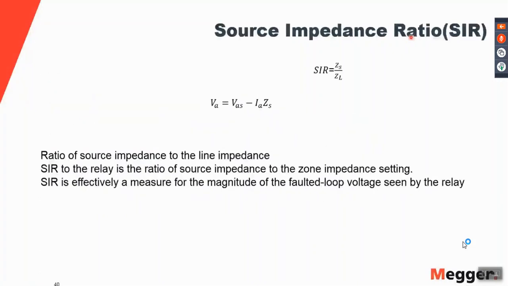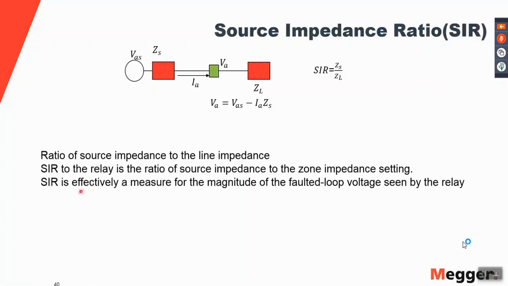Another thing that I wanted to talk about was what's called the source impedance ratio. Now, the source impedance ratio is defined as the ratio of the source impedance, you can see it here, to the line impedance. In the case of the relay, it is the ratio of the source impedance to the zone impedance setting. Not the impedance of the line, but only the zone impedance setting. If it is 80%, then it is the 80% impedance that you have on the line.